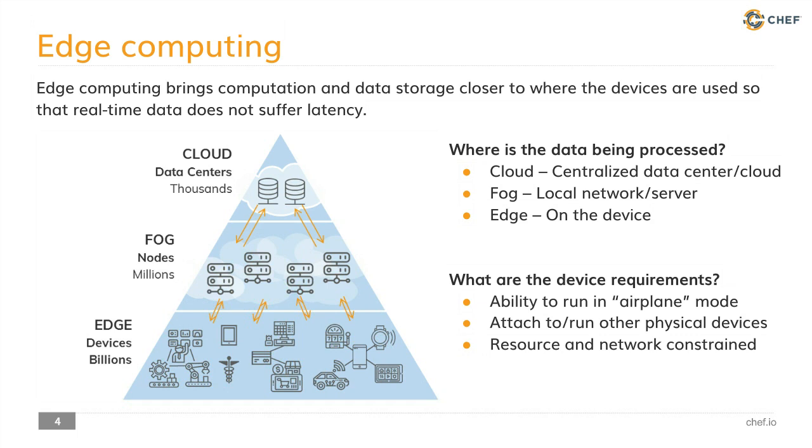So each of these will have their own constraints. The edge devices may need to run in airplane mode, which means maybe they don't have full internet access or they don't have internet access all the time. Those edge devices may be responsible for making cars, sandwiches, maybe customer experiences.